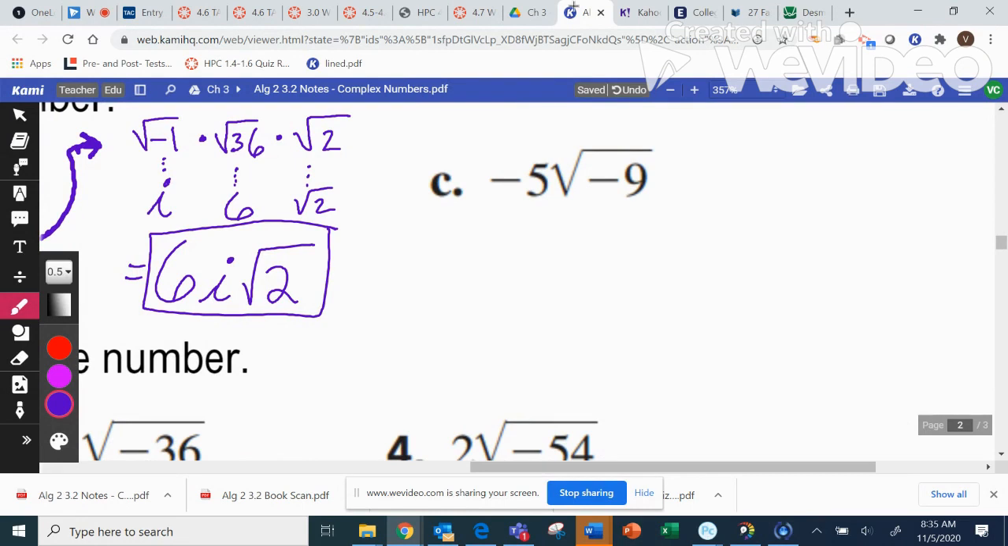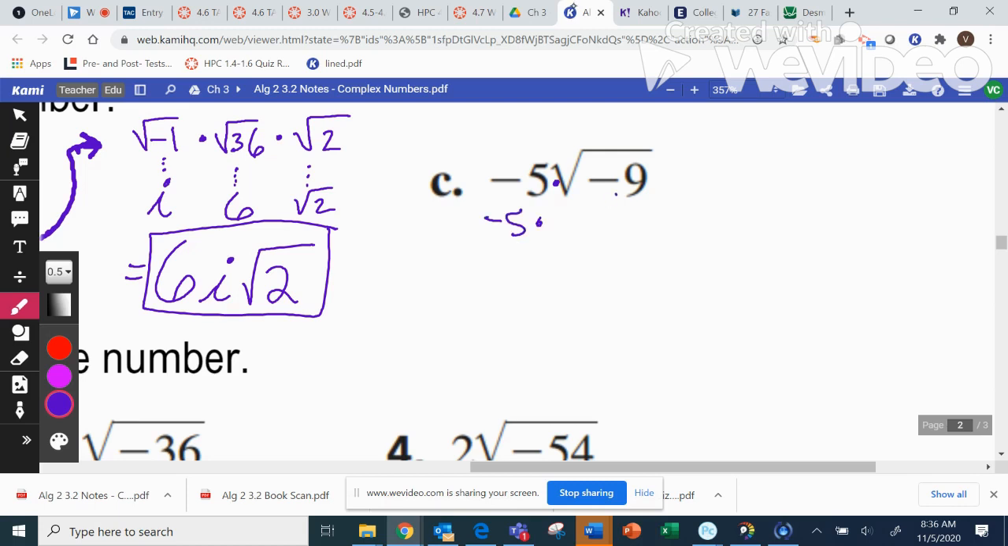Okay, next question is -5 square root -9. Does anybody know what operation is between -5 and square root? What operation that is? There's nothing written there. Sierra, do you know what it is? There's nothing written. Things are next to each other with no signs. Do you know what that means? It's multiplication, yes.